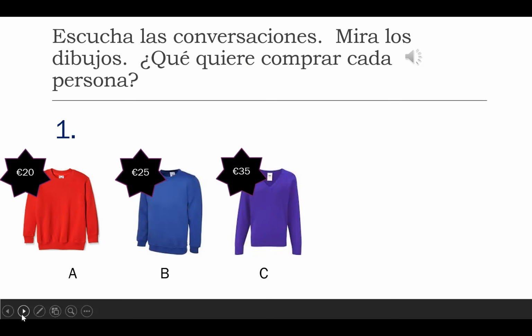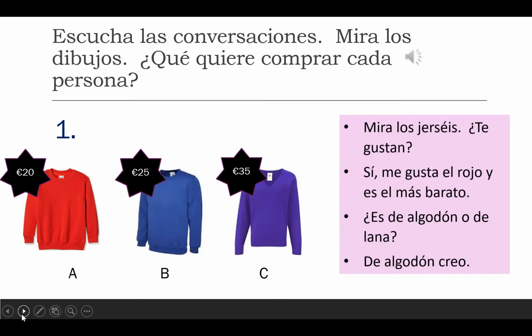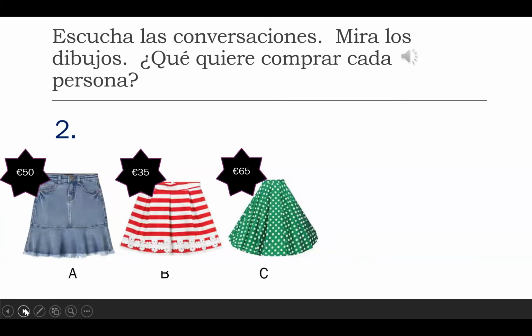Again, remember you've got control of the audio, so you can replay that back if you need to, but here is your transcript. Mira los jerseys, ¿te gustan? Take a look at these jerseys. Do you like them? Sí, me gusta el rojo. Yes, I like the red one. Yes, el más barato. It's the cheapest. Yeah, is it cotton or wool? I think it's cotton. So which item did they go to? Item A, didn't they? Here's our next dialogue.